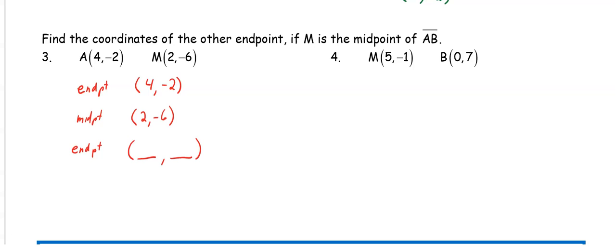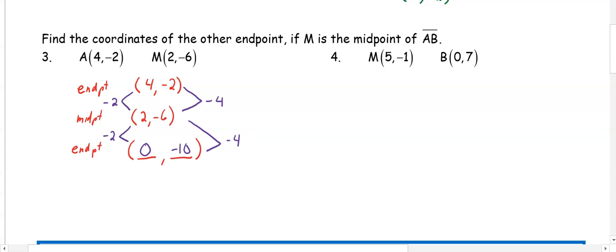So now I'm going to look at how these numbers changed. For x, how did I get from 4 to 2? Well, I went down, so I subtracted a value of 2. So I'm going to do that again to get our endpoint. 2 minus 2 gets us an x coordinate of 0. Then for y, how did I get from negative 2 to negative 6? Again, I subtracted 4 here. So I'm going to subtract 4 again. So negative 6 minus 4 is going to be negative 10.